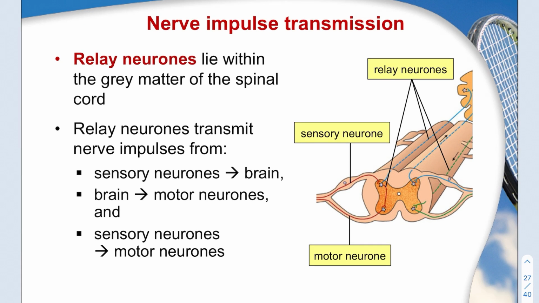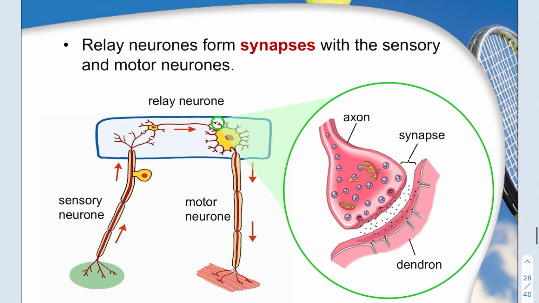So for nerve impulse transmission, the relay neuron lies within the gray matter of the spinal cord, and it follows this flow, whereby the sensory neuron is connected to the relay neuron to the brain, and then the brain to the relay neuron to the motor neuron. Okay, so this is a form of relay system, and the relay neurons form synapses with the sensory and motor neurons, as we can see over here.